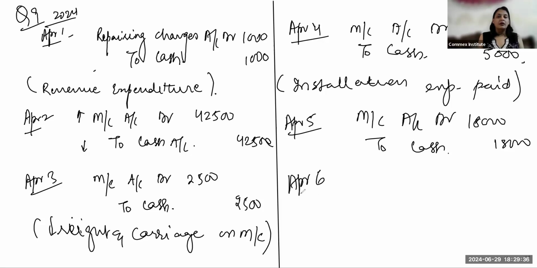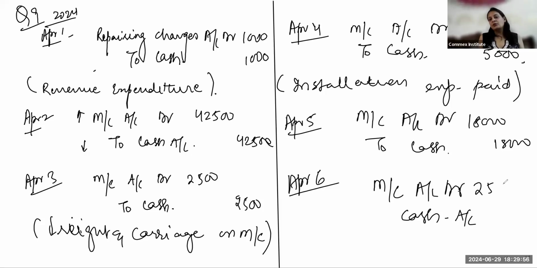April 6. Yes, Priyanka. Very good. So April 6 is again machinery account debit to cash, because these are the overhauling charges. Because when you're purchasing second-hand machinery, definitely you'll have to spend some more money on some basic repairs before it is put to first use. But if you put a second-hand machinery to use and then you're getting it repaired, that will then become a revenue expenditure.